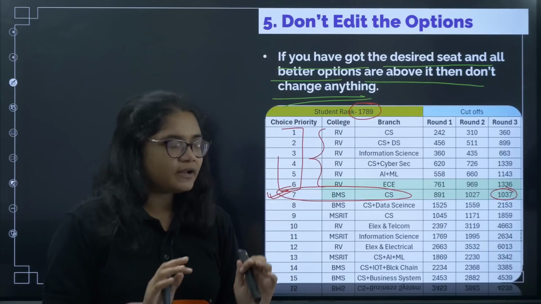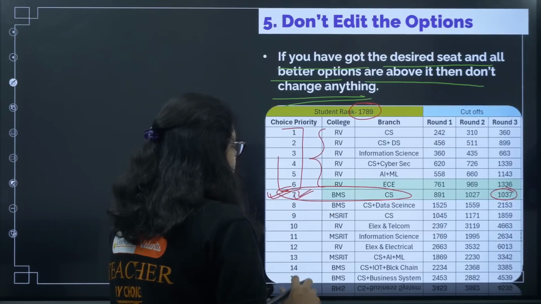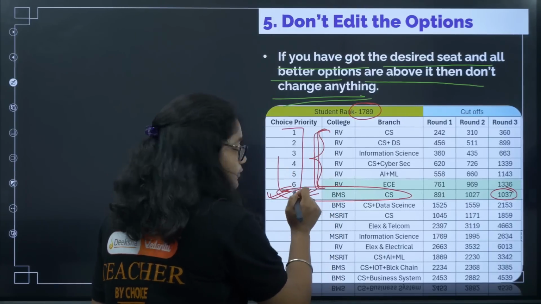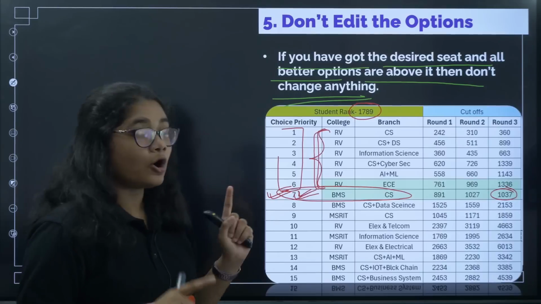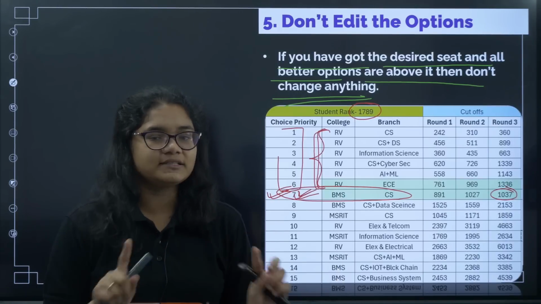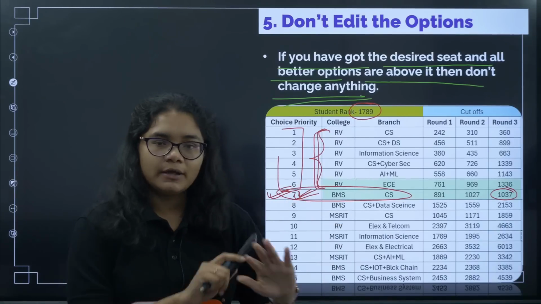So now if you are someone who is happy with this one, and the other options present from 1 to 6 are better options than that, in that case you need not alter your option entry. No need of doing any changes in this one. The condition is very clear. You have been allotted, and you are happy with that.